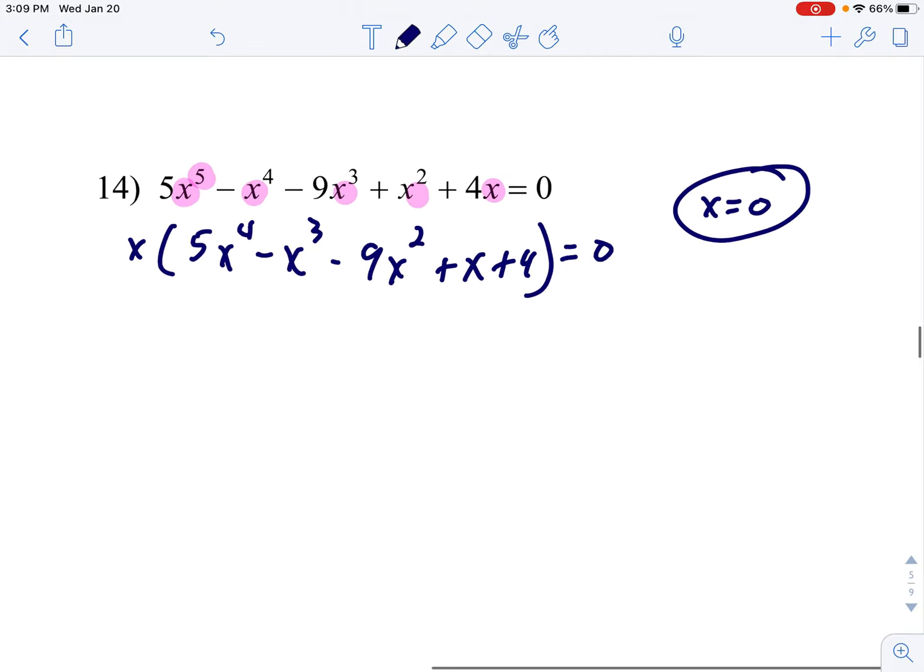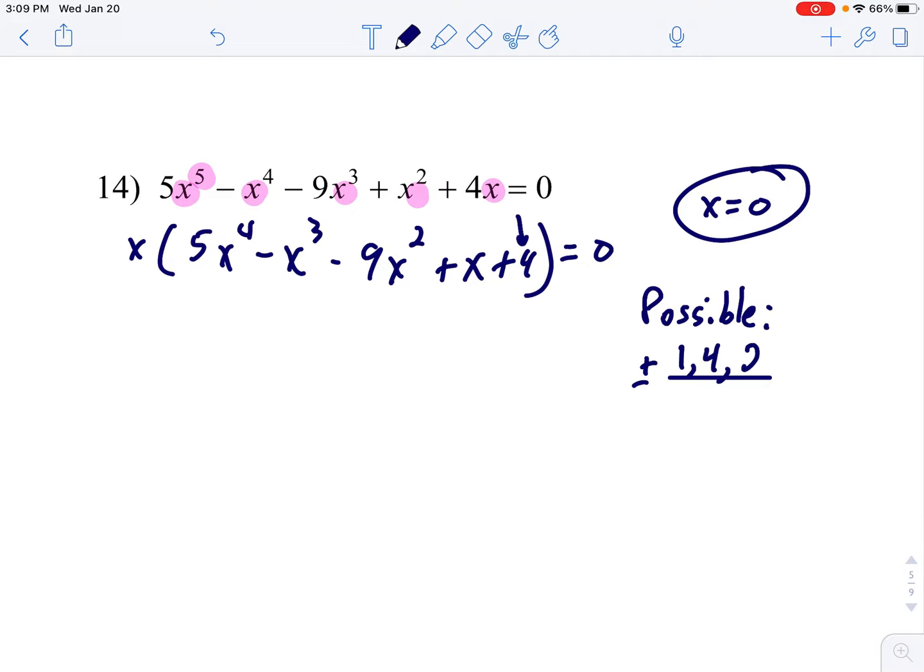For the rest of them, we need to make our list of possible answers, or possible roots. So that's plus or minus last number over first number. The last number is 4, so we've got 1 and 4 or 2 and 2. Now I'm not going to put 2 down twice. You don't have to, just put it down once. That's fine. The first number is 5, so that's 1 and 5.